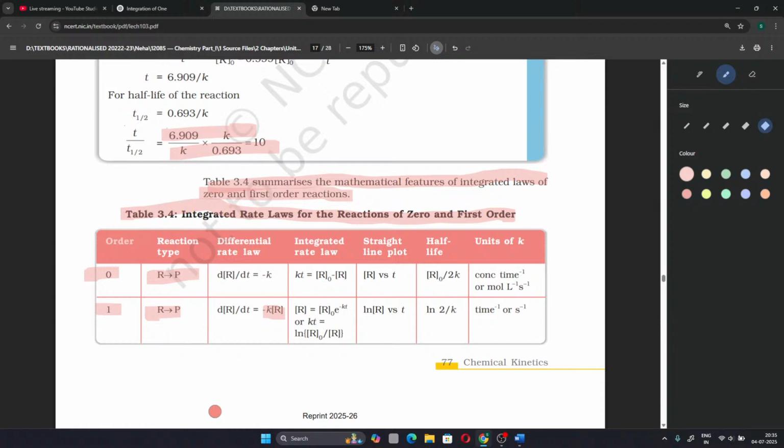The integrated rate law for zeroth order is directly the change in concentration, which equals Kt. But for first order it is completely different, where R0 times e power minus Kt is equal to the final concentration, or Kt equals ln of R0 by R. Here the straight line is R versus T, but for first order we take ln R versus time. Half-life is R0 by 2K for zero order, and ln 2 by K, or 0.693 by K, for first order. The unit of K is mole per liter per second, which is the same as the rate, and for first order it is per second.